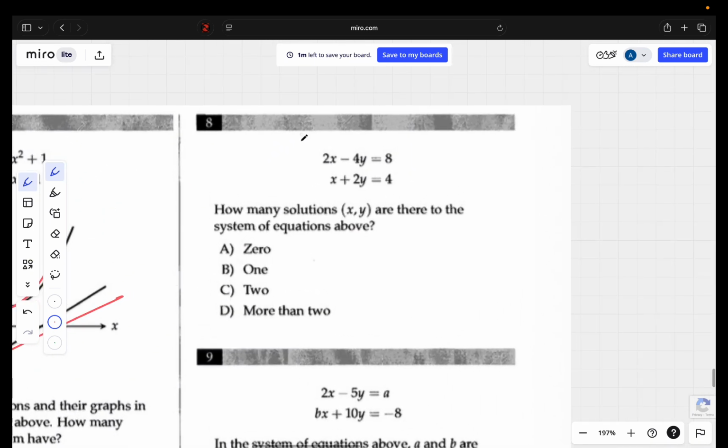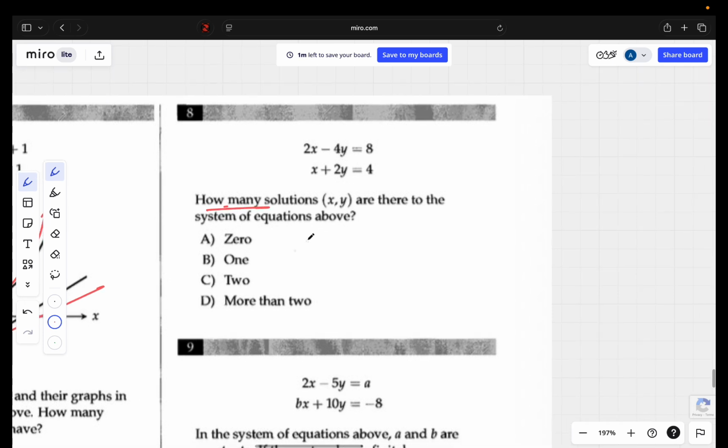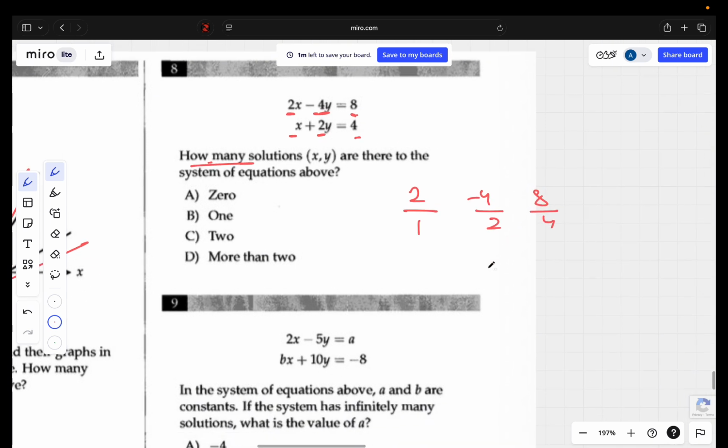Question 8, we have two equations. We need to find how many solutions they have. So to find the number of solutions, we can check the coefficients. So using those rules, for one solution, no solution, or infinitely many solutions. So A1 is 2, A2 is 1. We have negative 4 and 2, and we have 8 and 4. We'll simplify this.